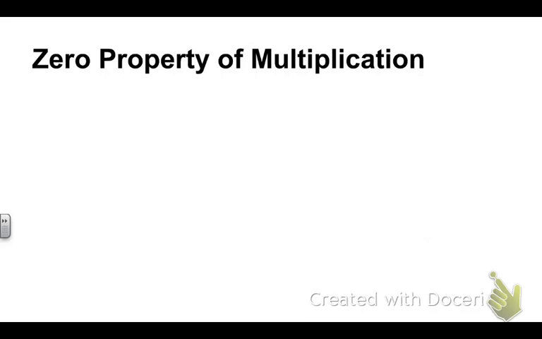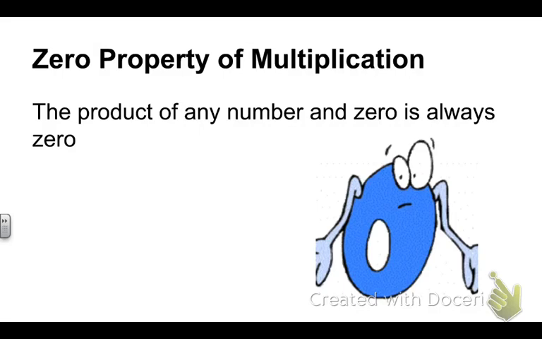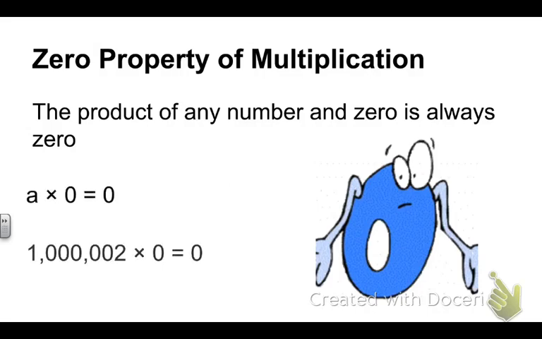The zero property of multiplication states that the product, the answer, of any number and 0 is always going to be 0. So any number times 0, I don't care what it is, it's going to be 0. So yeah, 1,000,002 times 0 is 0.